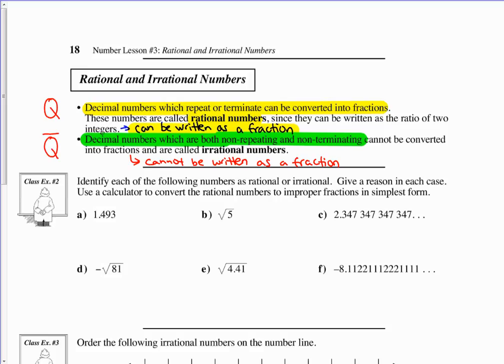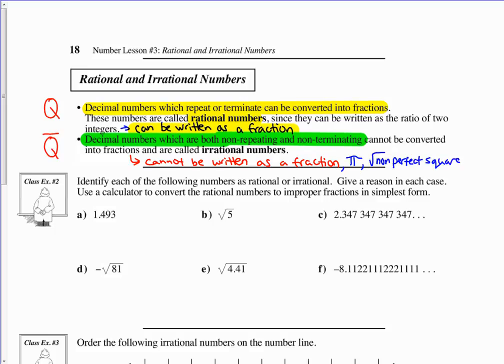Irrational numbers also include pi. There's some special symbols, right? You know that one. Everyone knows pi. It's the most popular irrational number out there. It's like the celebrity of irrational numbers. But also square root of non-perfect squares.